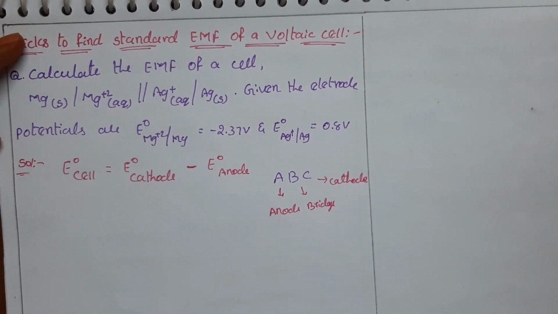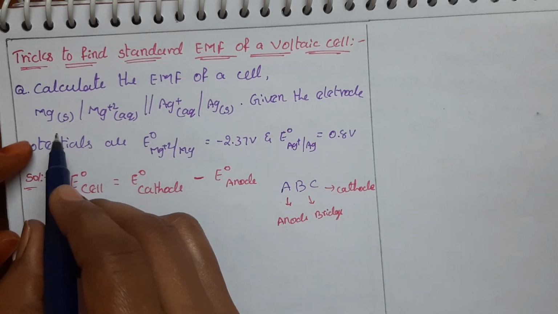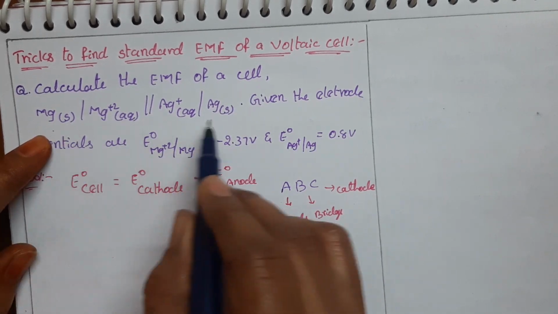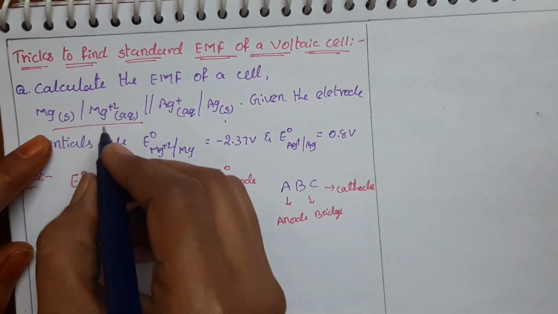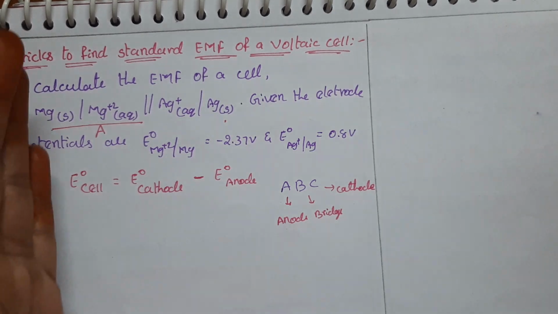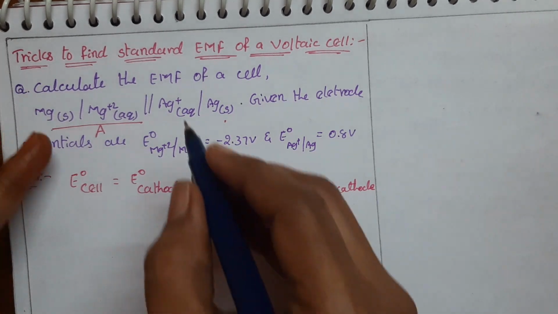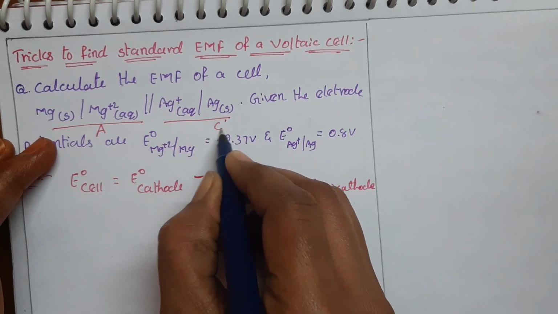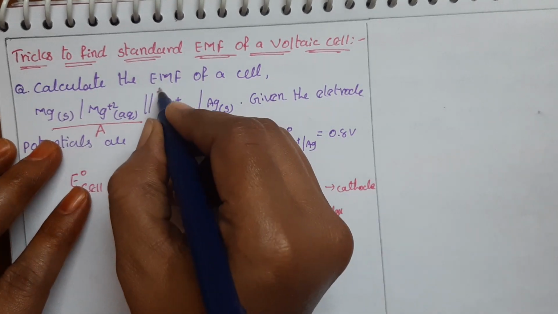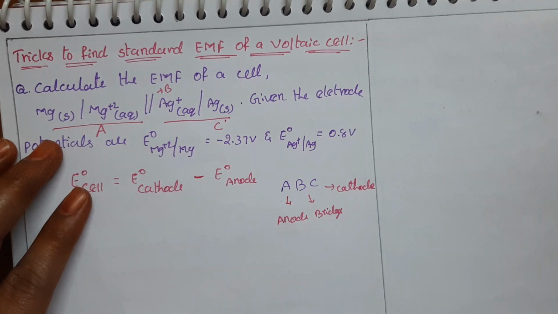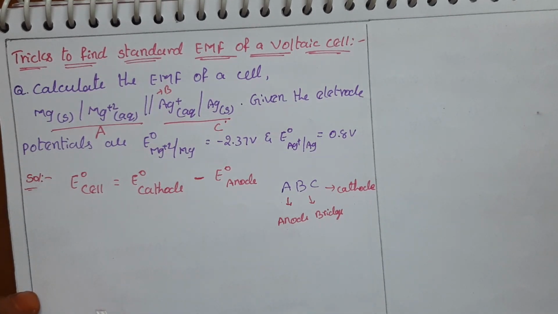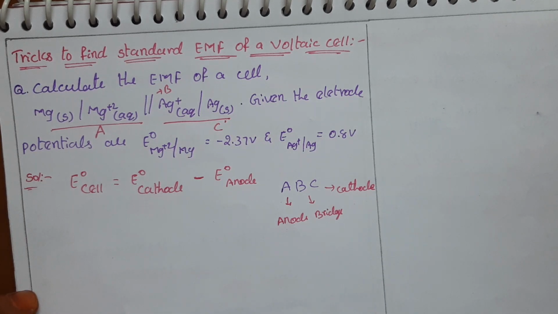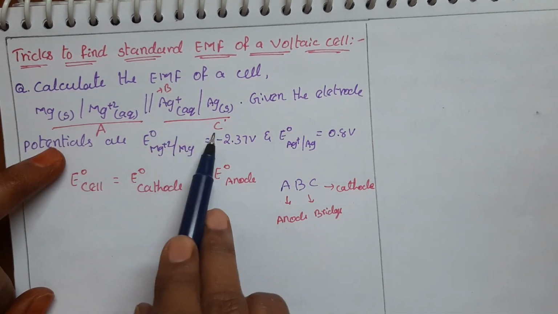In the question, they have already given the cell representation. In this cell representation, the left hand side part represents the anode and the right hand side represents the cathode. And the double line represents the bridge. If you identify this, you can easily substitute those values in the formula and find the answer. So, the ABC trick.